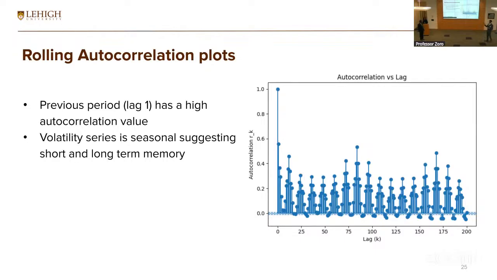So we started with an autocorrelation function. What this tells us is how correlated our past volatility is with the current volatility that we have. So lag one basically tells us that the previous period volatility is a good predictor of the volatility right now. And basically, you can see that there is some kind of seasonality, and there is a short-term and long-term memory in this plot.